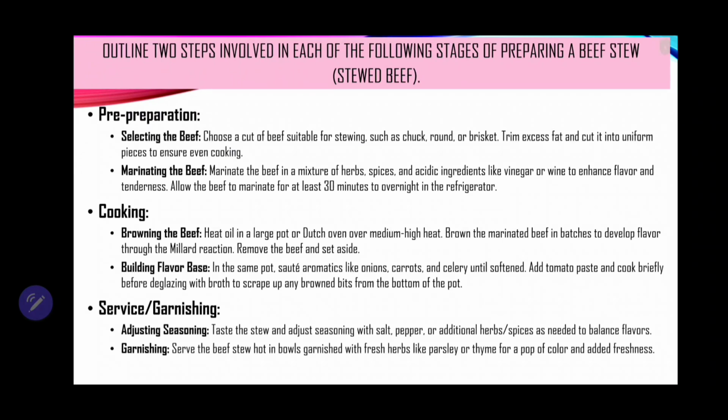Now, as it relates to service or the garnishing process, 2 stages that we could put in place is adjust the seasoning. So we taste the stew and adjust seasoning with salt and pepper, or adding additional herb as needed so we can balance the flavor. And garnishing, of course, we serve the beef stew in hot bowls, garnish with fresh herbs like parsley or thyme for a pop of color and added freshness, right?